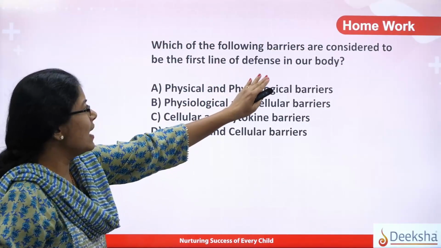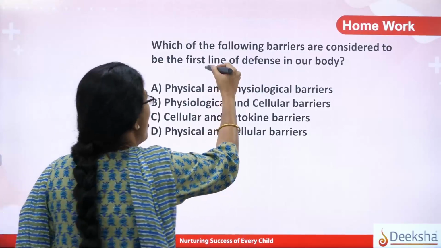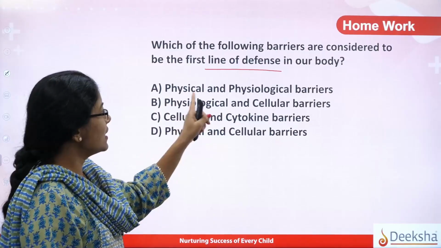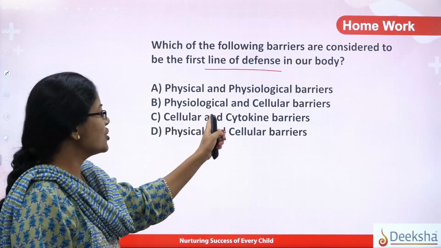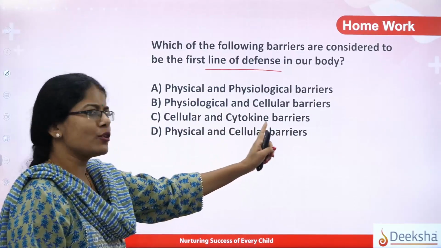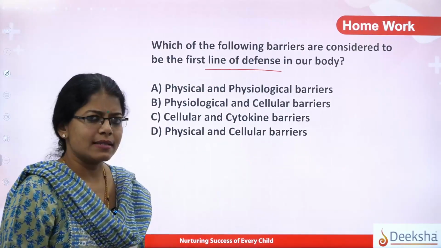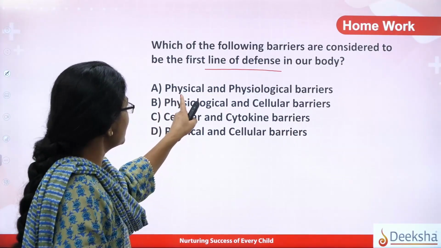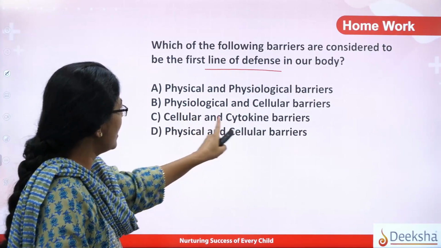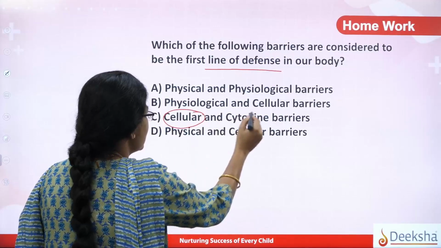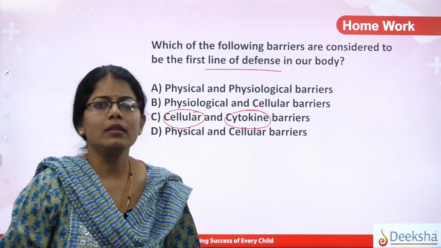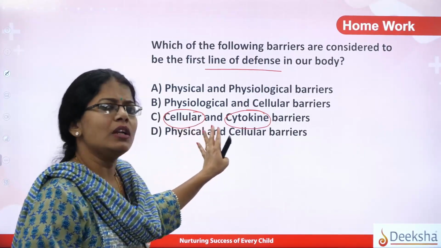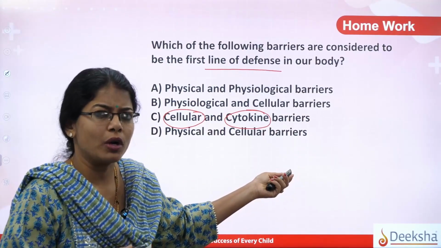Which of the following barriers are considered to be the first line of defense of our body? Options are physical and physiological barriers, physiological and cellular barriers, cellular and cytokine barriers, physical and cellular barriers. There are four types of barriers basically in the first line, okay? Cellular and cytokine barriers are mainly dealing with the chemicals being provided, in the case of cytokines, and cellular will deal more with the types of cells which are involved, like the macrophages.